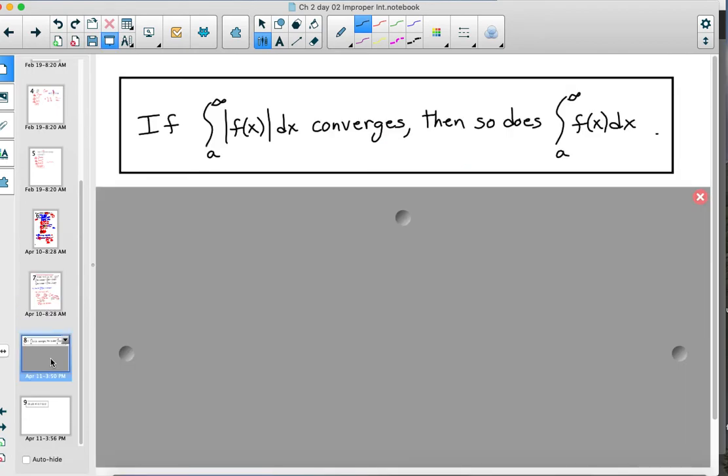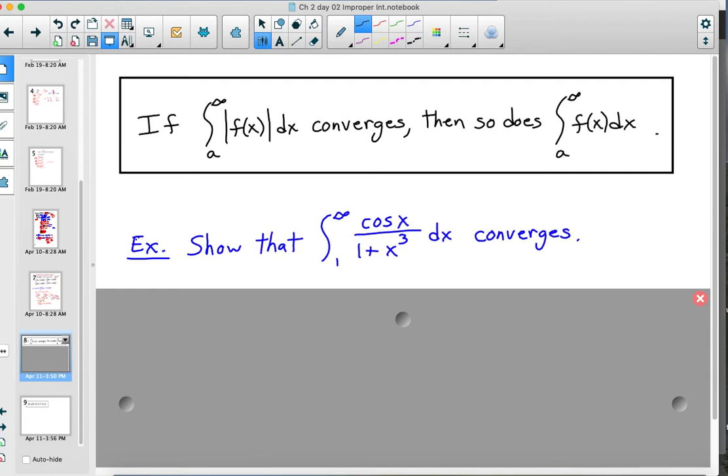Alright, let's look at one other idea to wrap this up. If the integral from a to infinity of the absolute value of a function converges, then so does the integral from a to infinity of the function without the absolute value. If you think about the graphs and what happens when you take an absolute value compared to taking that off, this should make a lot of sense visually for you. I'm not going to prove that. So, with that in mind, let's show that the integral from 1 to infinity of cosine of x over 1 plus x cubed converges.